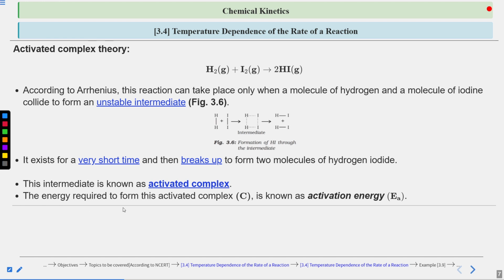The energy required to form this activated complex is known as activation energy. Remember that the difference between the activated complex energy and the reactant energy is what we have marked as activation energy. So the energy required to form the activated complex is known as activation energy, represented by E subscript A.